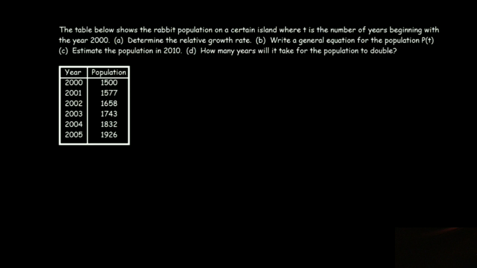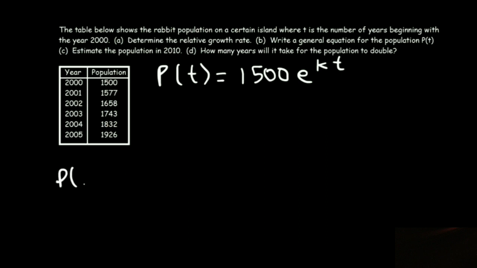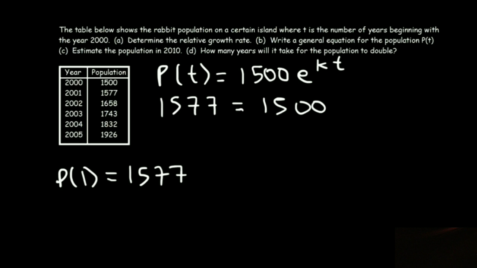So now that we have a value of P₀, we can say that P(t) = 1500 e^(kt). Now let's use another point to calculate k. We can use any point in the data table, but let's use the first one, in the year 2001. t is equal to 1, so the population at t = 1 is 1577. So let's replace P(t) with 1577 and t with 1 in order to solve for k.